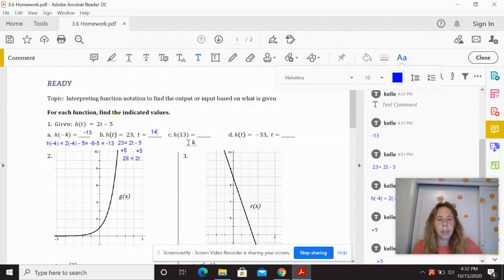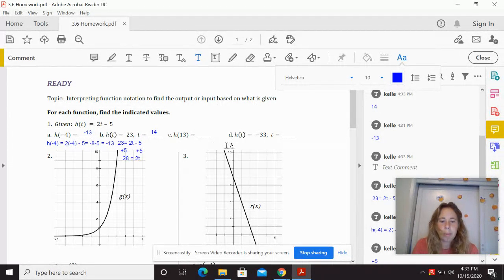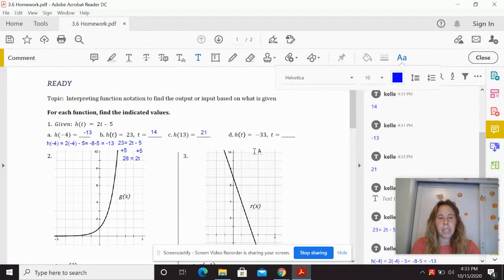Okay, this one, similar to A, h of 13. So I'm going to substitute 13 in for t. I'm not going to show all the work. 2 times 13 is 26, minus 5 is 21. And then this one's like B. You have h of t equals negative 33. So you're going to substitute negative 33 in for h of t in your equation. So negative 33, and then rewrite your equation, equals 2t minus 5. And then you would solve for t.